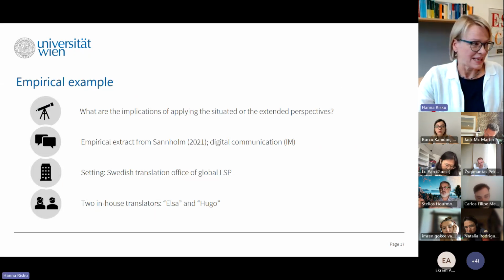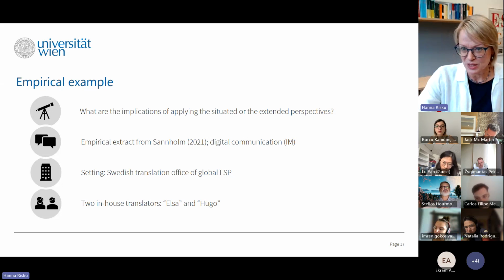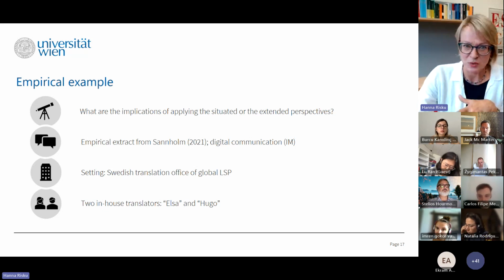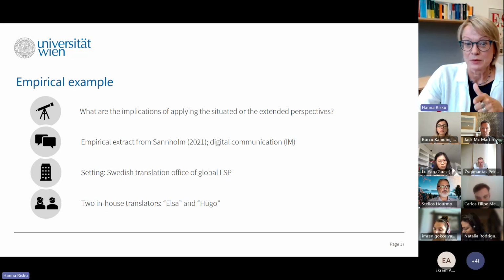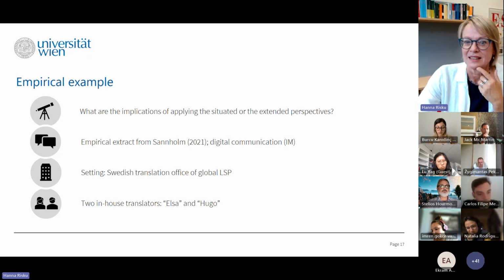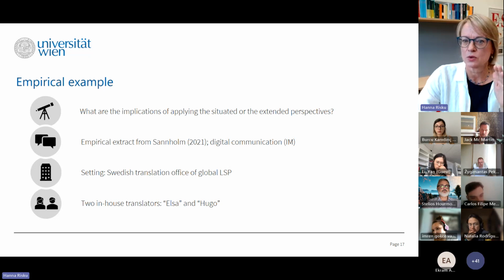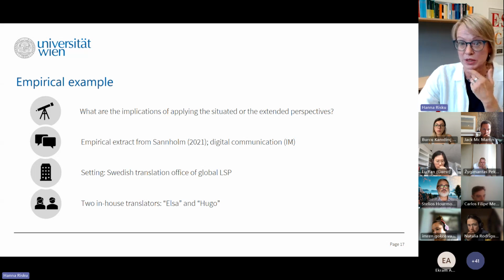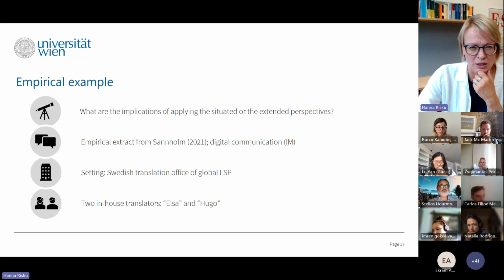I would like to give you an example of how the translation process can be analyzed in light of the situated perspective on the one hand and this extended and distributed perspective on the other. I will use an extract from a conversation between two translators communicating via instant messaging. The extract is retrieved from Raphael Sanholm's ethnographic data that is made up of observational, interview, documentary, communication data. And we use this data in a paper that we recently wrote together, that will actually be published in the journal Target.